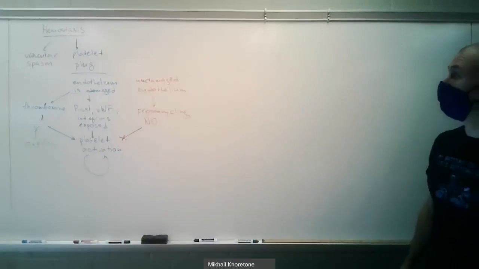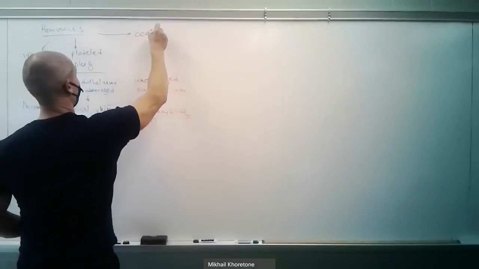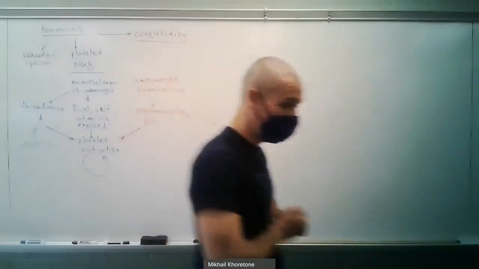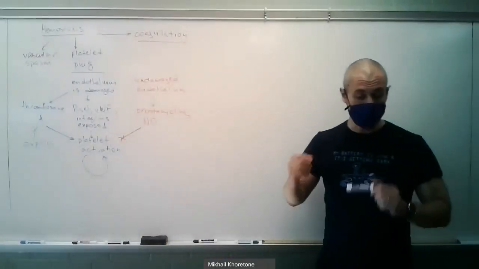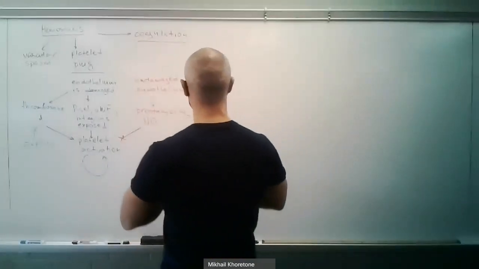All right. So the third mechanism of hemostasis is coagulation. Okay. Now, in coagulation, there are two specific pathways, the intrinsic and the extrinsic pathway.